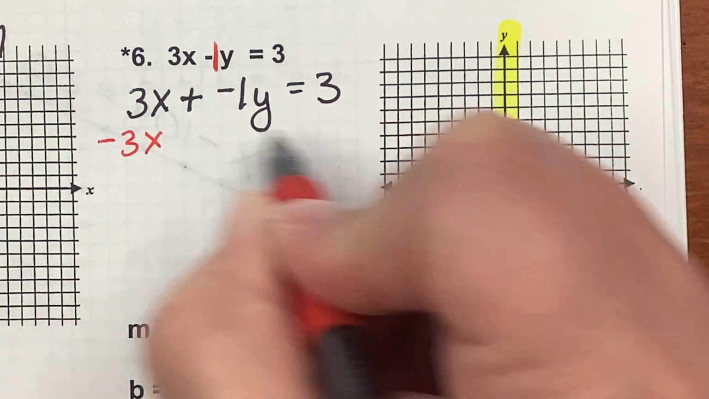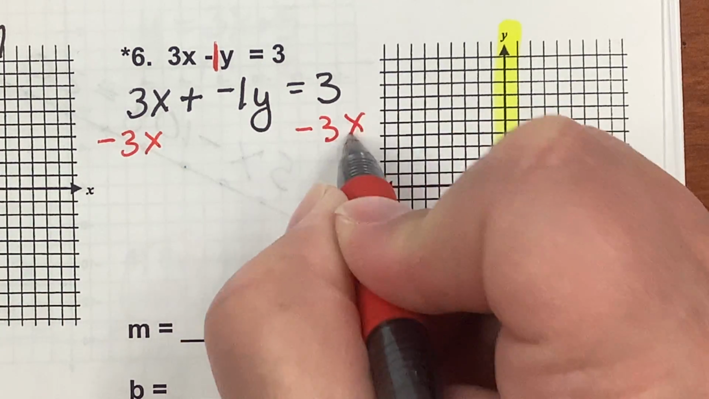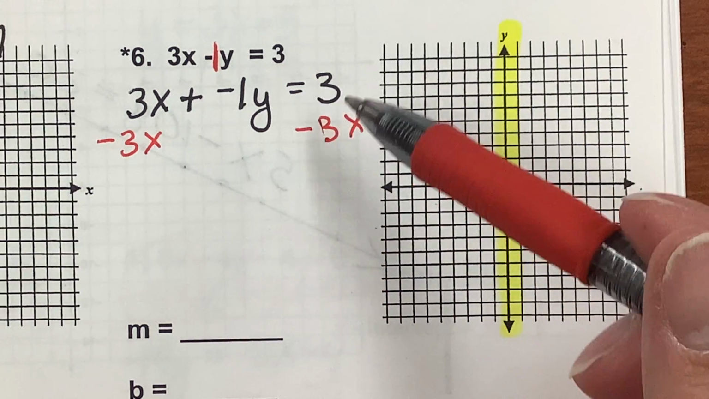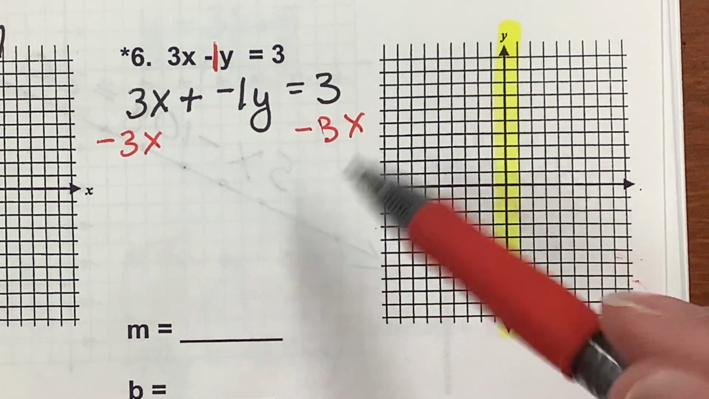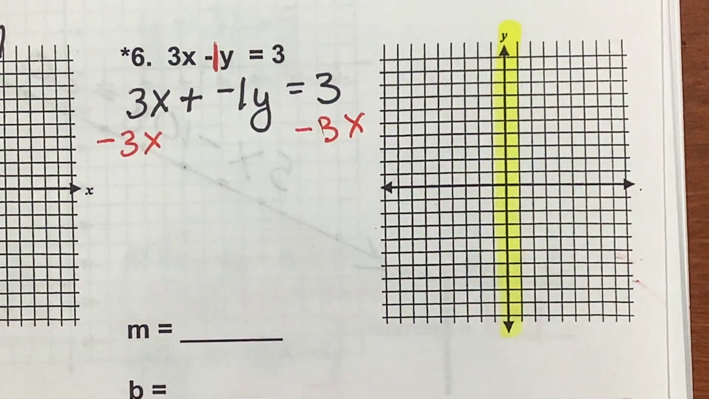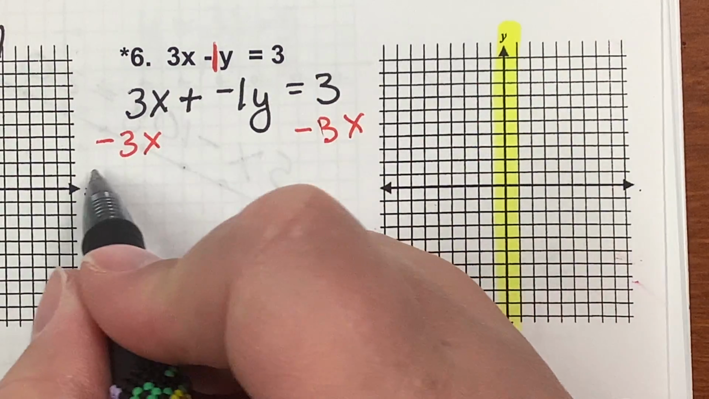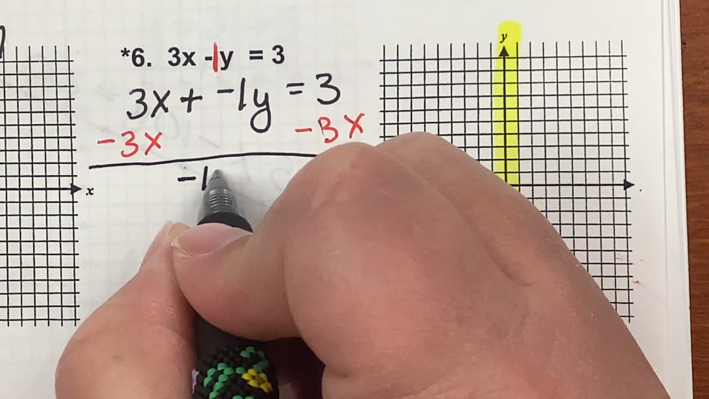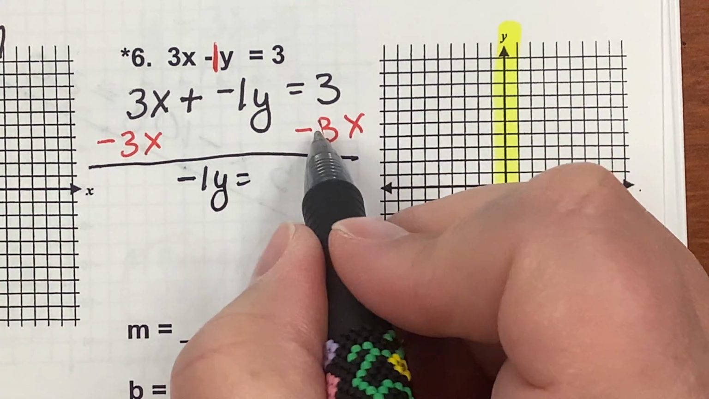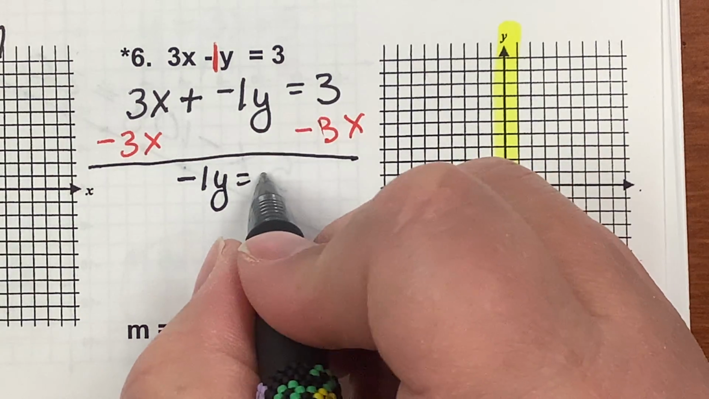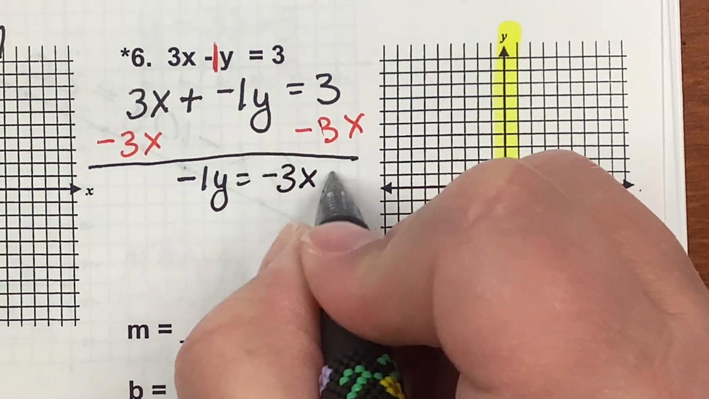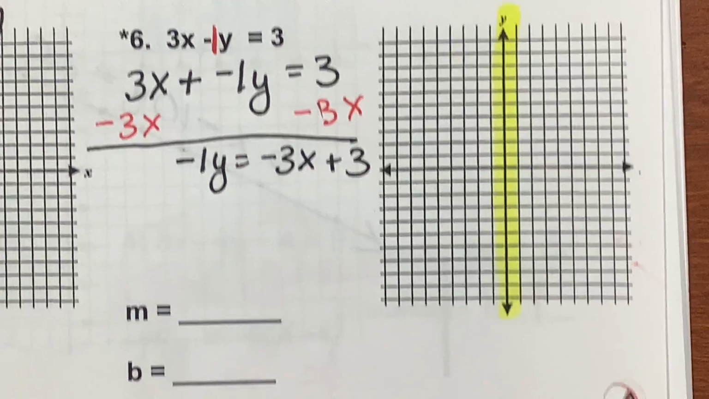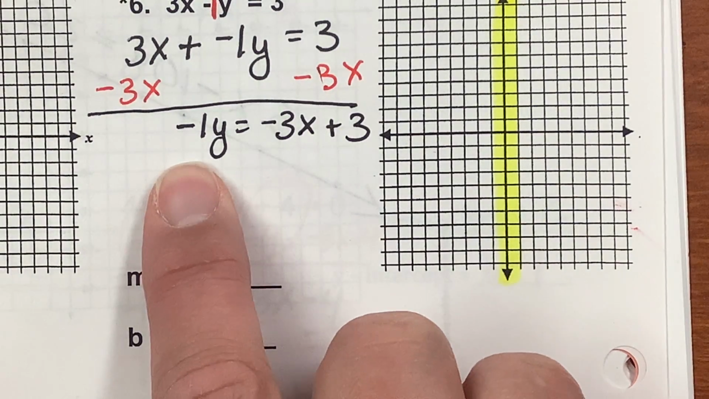Very clever person. So, first, I'm going to subtract to get the x on the opposite side. Minus 3x, minus 3x. Oh no, look at how silly I am. I just put those 3's like I was going to combine them. I'm not going to do that. Don't do that. All right. So 3x minus 3x is 0. And now I have negative 1y equals negative 3x plus 3. Don't ever combine things that don't combine. Be careful.